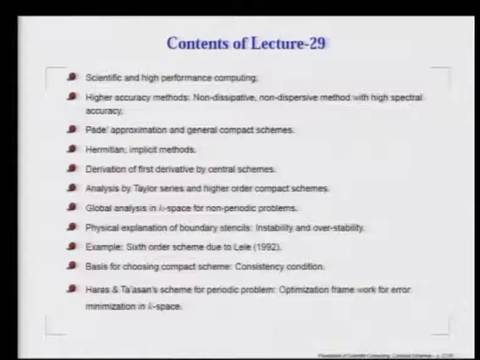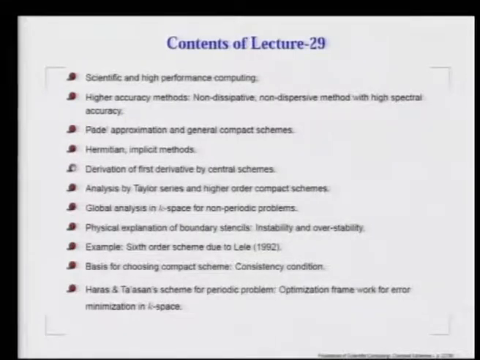One of the candidate methods is a Hermitian implicit method, which is also known as the Pade approximation, that gives rise to what is called the general compact scheme. So, we are going to talk about compact schemes from now onwards, and in this compact scheme we try to set up auxiliary relations in addition to the differential equations, and we try to obtain the derivatives simultaneously at many points together.